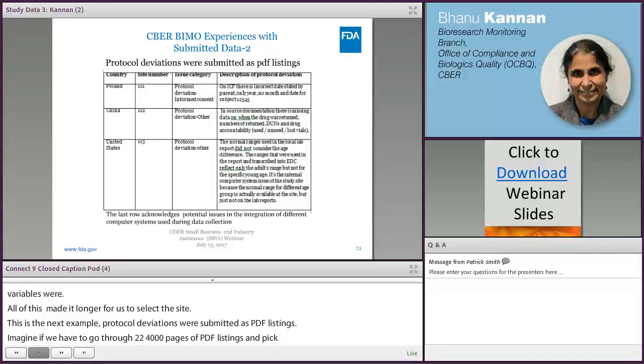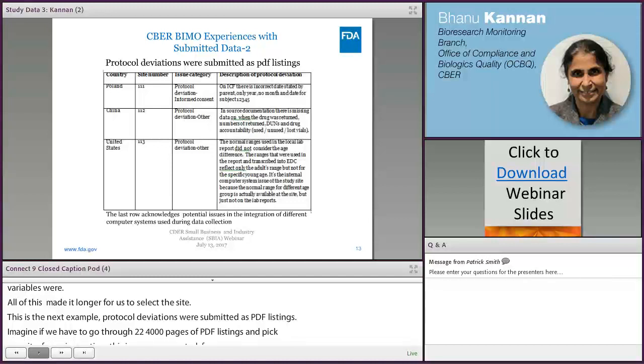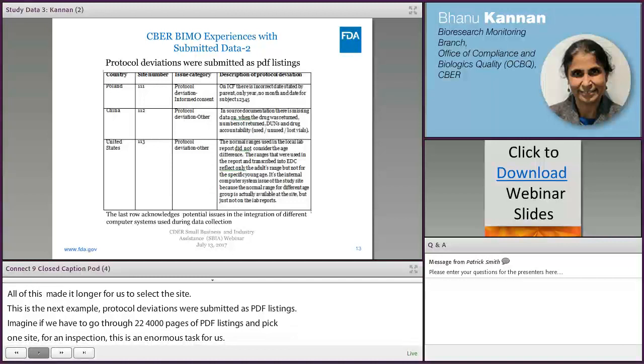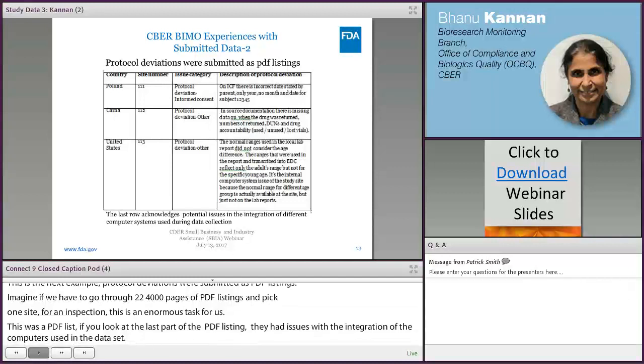And also, if you look at the last row in this particular PDF listing, the sponsor acknowledged that there were issues in the integration of the different computer systems used during the data collection. So we do not know how much we can trust it if they already told us that there were problems, when we start to select sites for inspection.